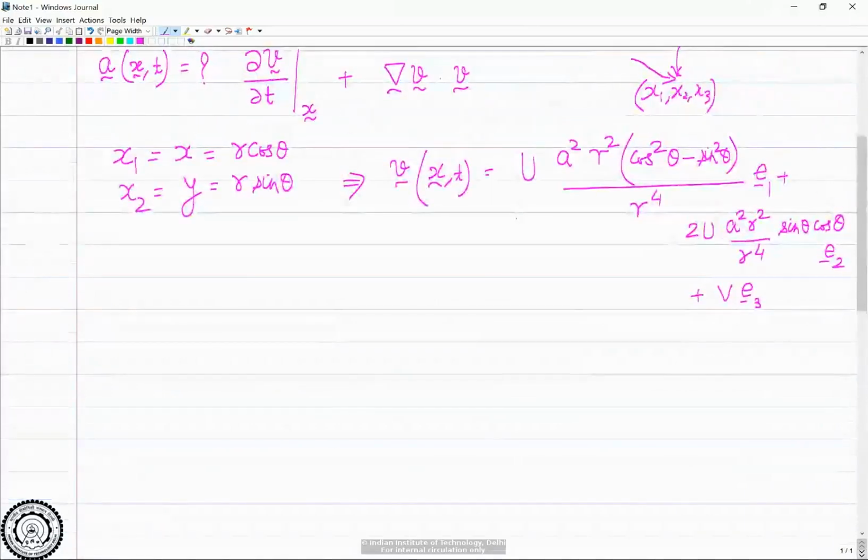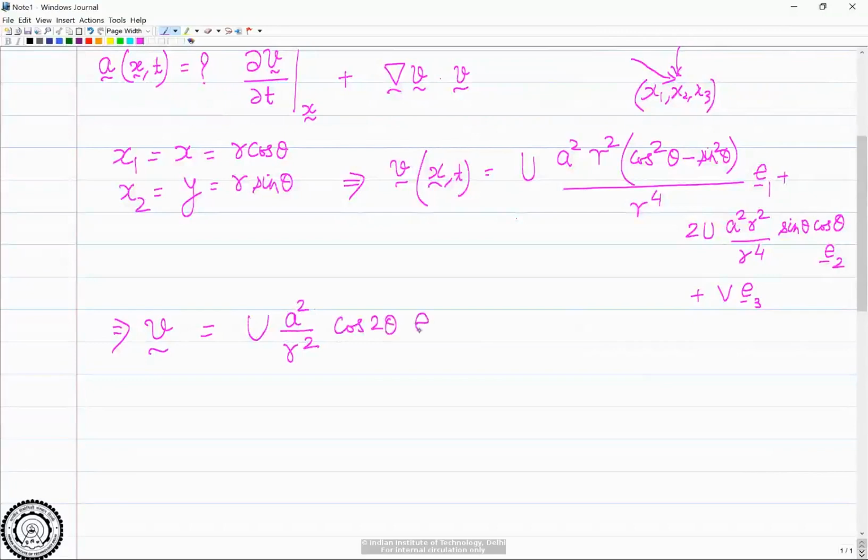Okay, now we have to use some trigonometric identity. So that means small v is u a square by r square into cos square theta minus sine square theta, which is cos 2 theta, into E1, plus u a square by r square into sine 2 theta into E2, plus big V into E3.